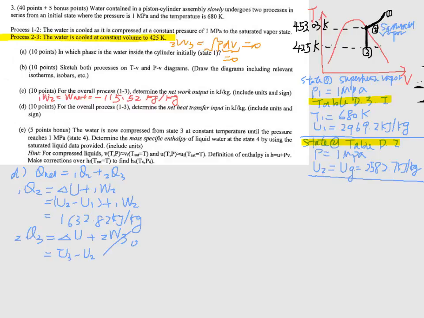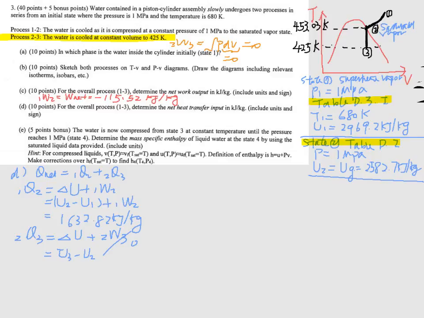We already found U2 in the previous step, so we don't have to worry about that, but we do need to find U3. And it's a little bit different in this case because if you look at our TV diagram, state 3 is inside of the vapor dome, so we actually need the quality to figure out where exactly this state is at.